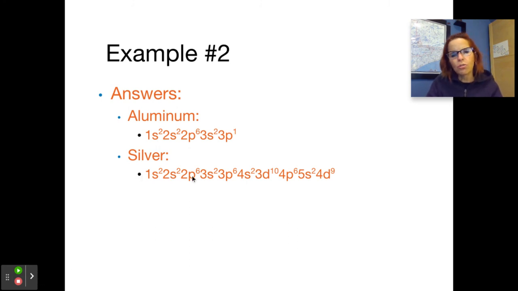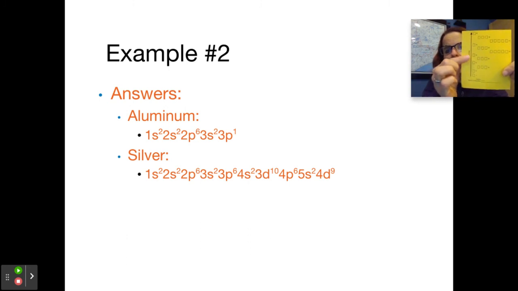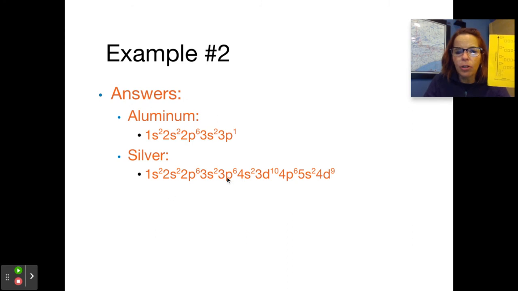1s2, 2s2, 2p6, 3s2, 3p6, then 4s2, 3d10. So you're writing it in the order that the boxes are on your box chart. So notice that 4s comes before 3d did. So you're writing it in that order. So it goes 3p6, 4s2, 3d10.